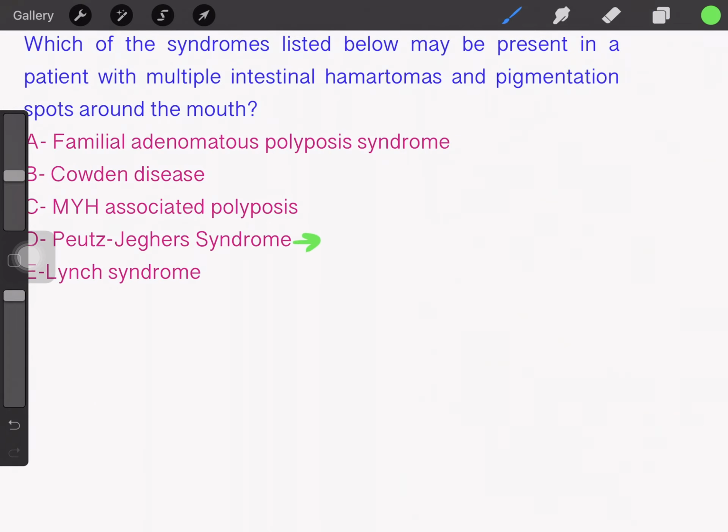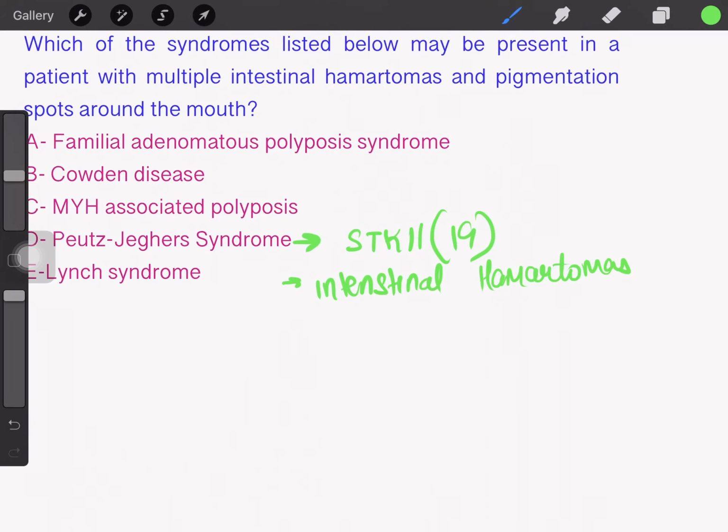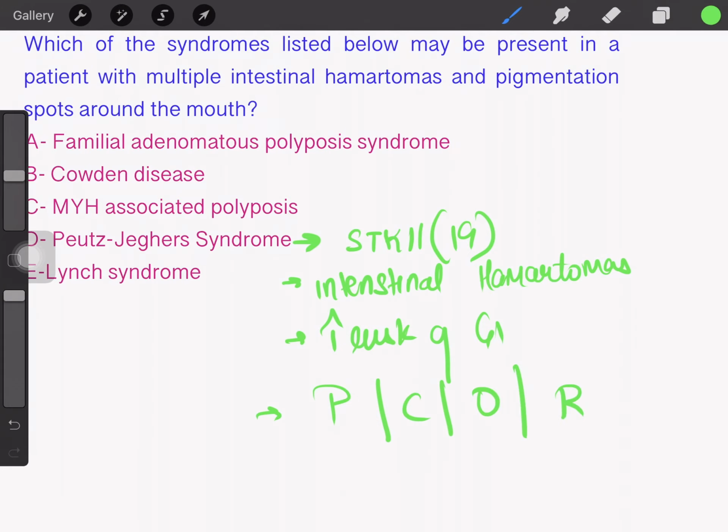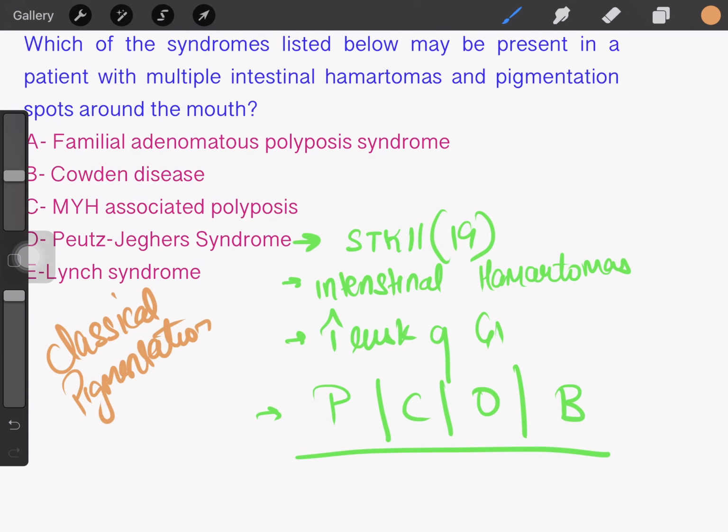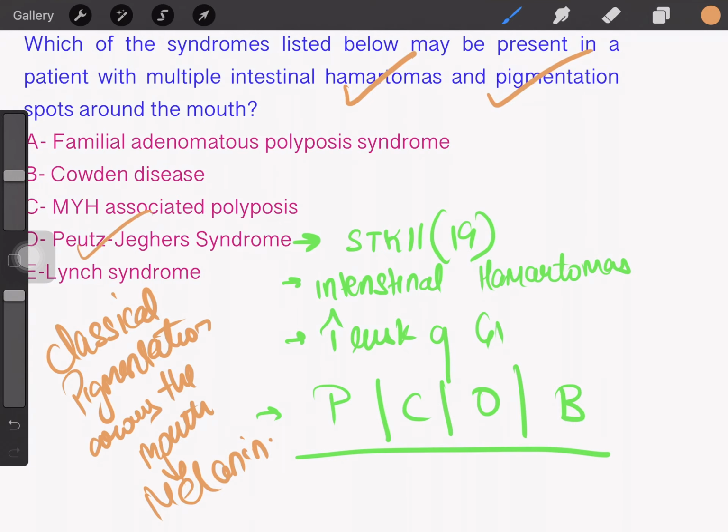Next option is Peutz-Jeghers. Peutz-Jeghers is caused by STK11 mutation. Chromosome is not asked still. This has multiple intestinal hematomas. Okay, good enough. And this has increased risk of GI cancers. Also, extracolonic cancers are there, which are mainly pancreas, cervical, ovary, breast. So there is PCOD, there is PCOV. Also, one thing clearly written in the description of Peutz-Jeghers is classical pigmentation around the mouth, which is due to melanin deposition. So it is of a darker color. So this meets our first criteria, this meets our second criteria. We know the answer is Peutz-Jeghers.